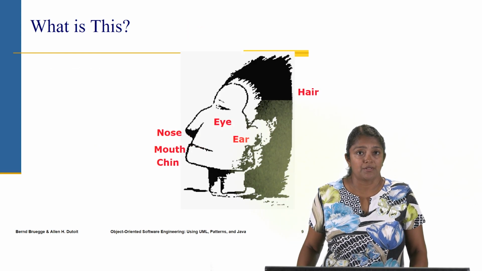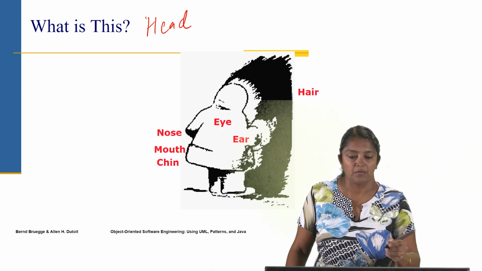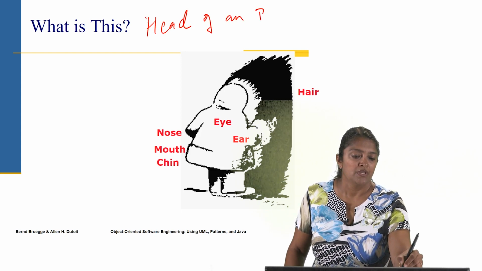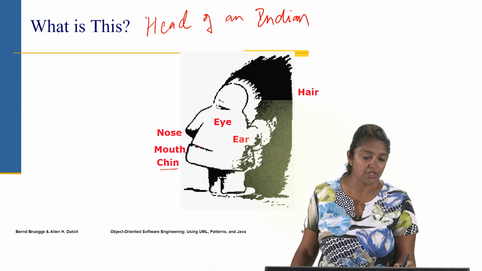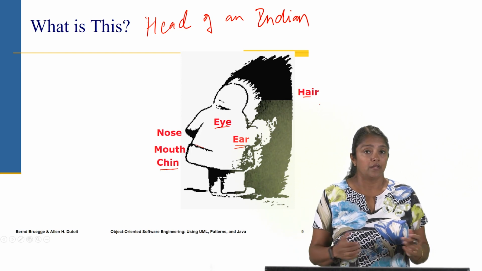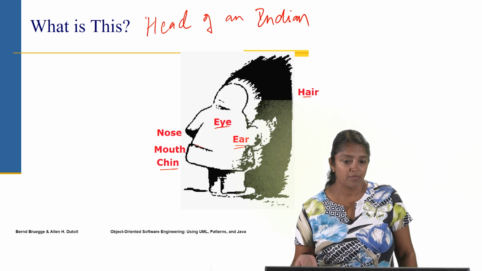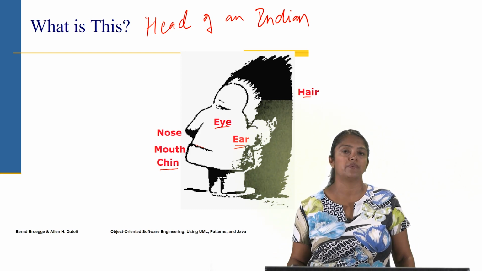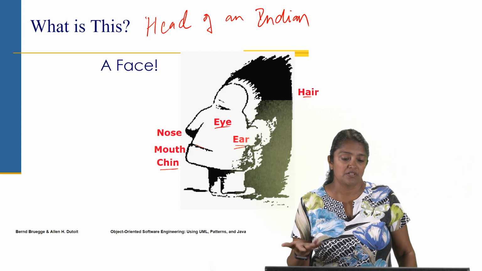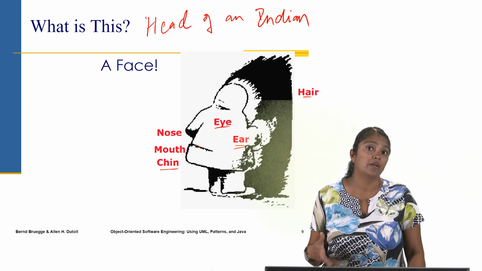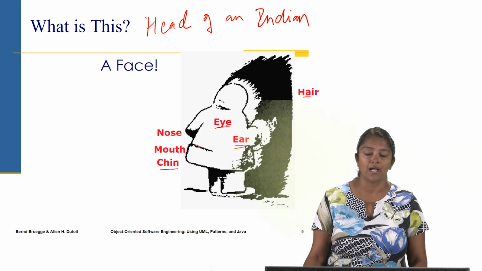Now, there could be other interpretations. What if you see a face or a head, basically a head, maybe a head of an Indian? So in that case, what we're seeing is basically a nose, a mouth, a chin, an ear, an eye, and hair. With this interpretation, if we were to model what we see, then we would come up with a class Head, and then all of the properties of a head and behavior of a head. So it's totally up to our interpretation, and then we continue with the modeling and decomposition based on that.